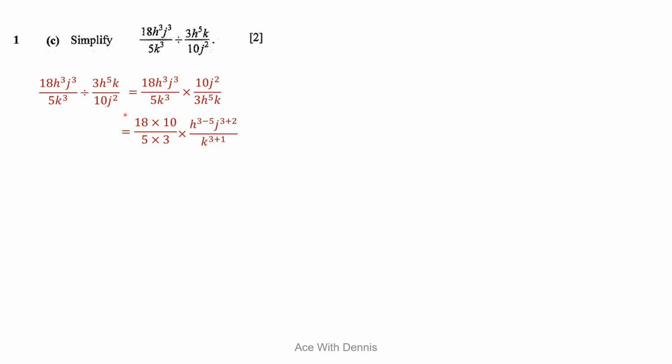So when I multiply this whole thing, I will get 12. And for this whole thing, I will get h to the power negative 2, j to the power 5 over k to the power 4. Since we need to leave our answer in positive indices, the h to the power negative 2 becomes h squared at the bottom. So 12 times j to the power 5 over h squared, k to the power 4. So this will be the answer.